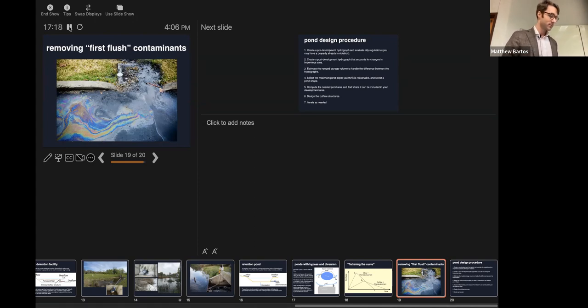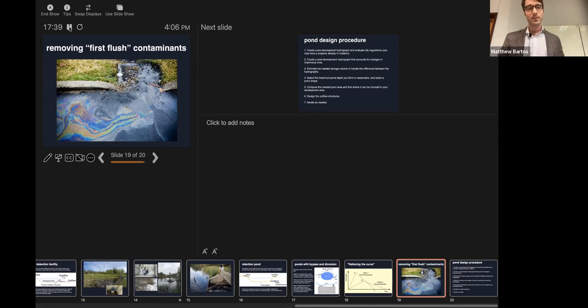Okay, cool. So are there any questions on detention basins conceptually, and what they are for, what we want to design them to do? Any questions?